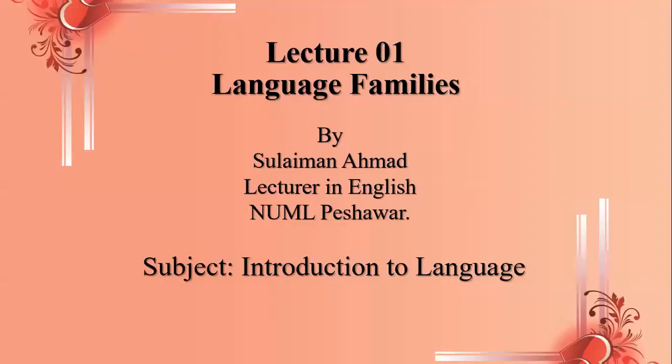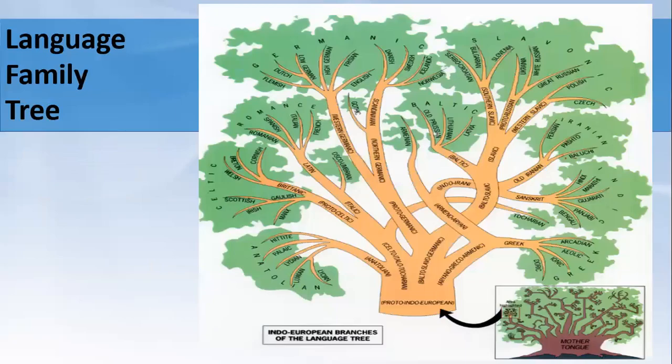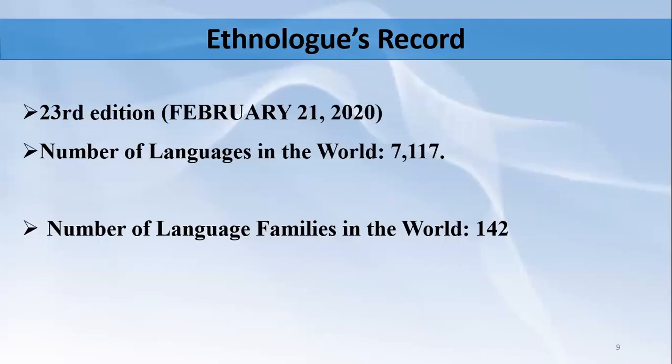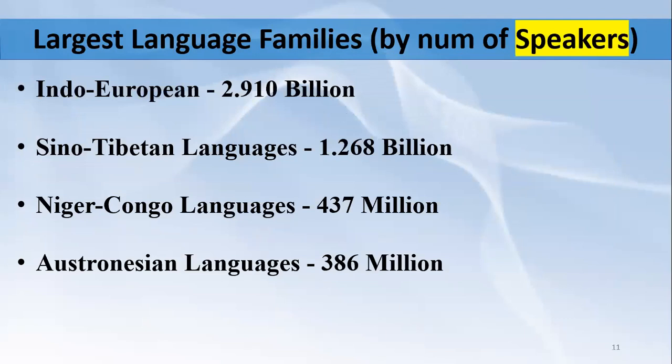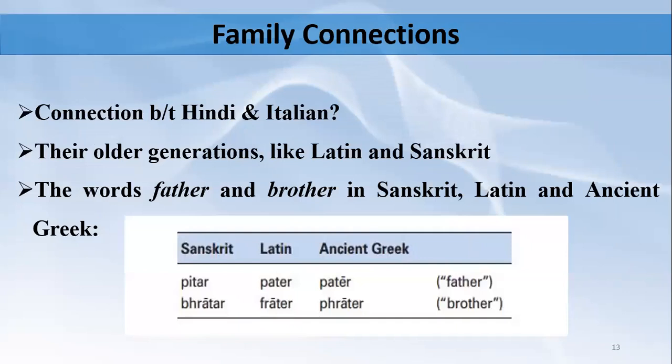In the previous class, we started language families, or language history and change. We talked about philology, language family, then certain diagrams and sketches. Then we talked about the Ethnologue and Ethnologue results, then the largest language families in the world by the number of languages and by the number of speakers. Then we talked about language isolates, and today we are going to talk about family connections.